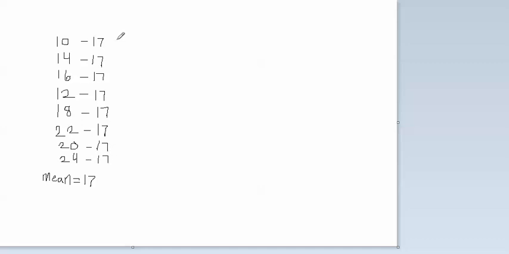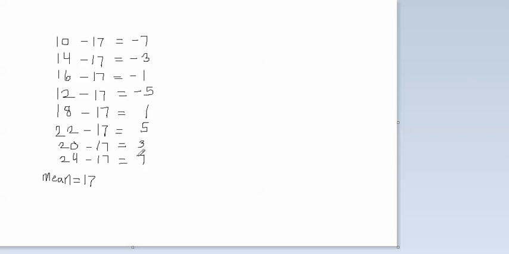So what answers do we get? We get negative 7. We get negative 3. We get negative 1. Negative 5. And then these ones will come out positive, or at least this one will. 1. And then this one is 5. And then 3 and 7. These are our deviations. And next we have to square each of them.